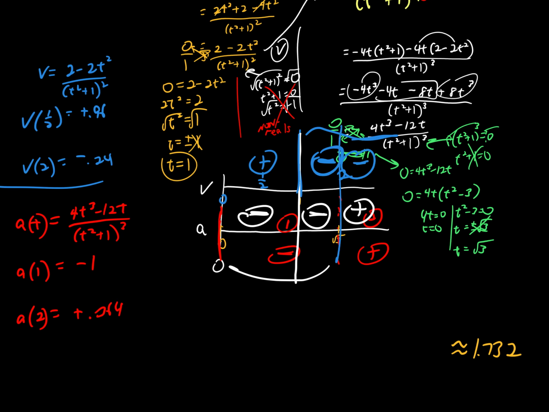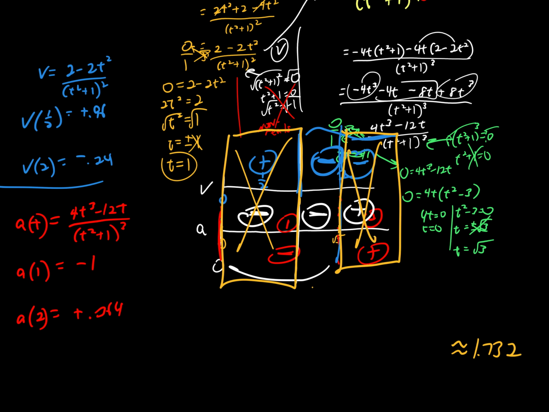So now let's see what we have in this orange. In this interval right here, velocity and acceleration have different signs. In this last one over here as well, they both have different signs. It looks like the only place they have the same signs is in between 1 and radical 3. So that's where it's speeding up.